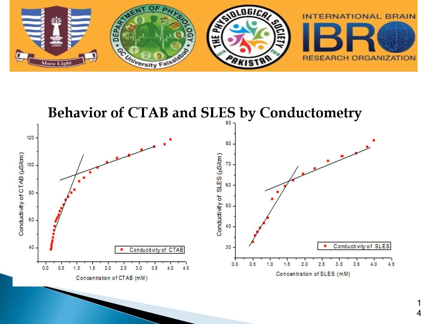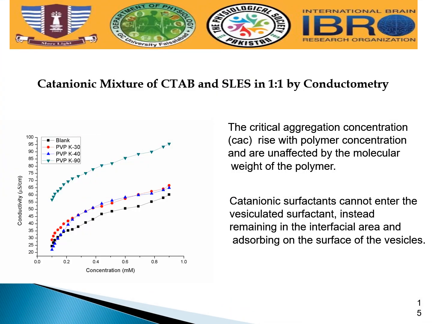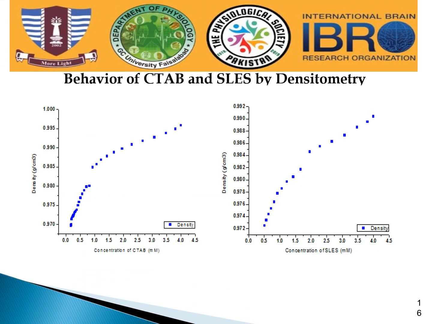A similar trend is shown by CTAB and SLES. This is a plot of conductivity of CTAB and SLES in 1:1. The critical aggregation concentration rises with the polymer concentration and is unaffected by the molecular weight of the polymer. Second, the cationic surfactant enters into the vesiculated surfactant instead of remaining in the interfacial area and adsorbing on the surface. This is the behavior of CTAB and SLES.